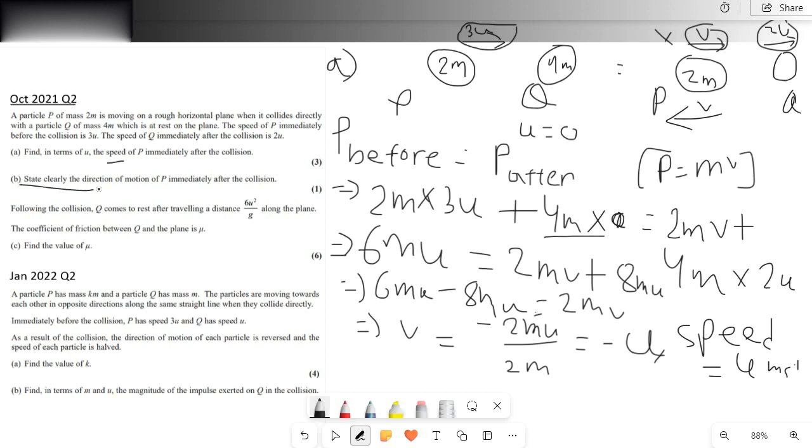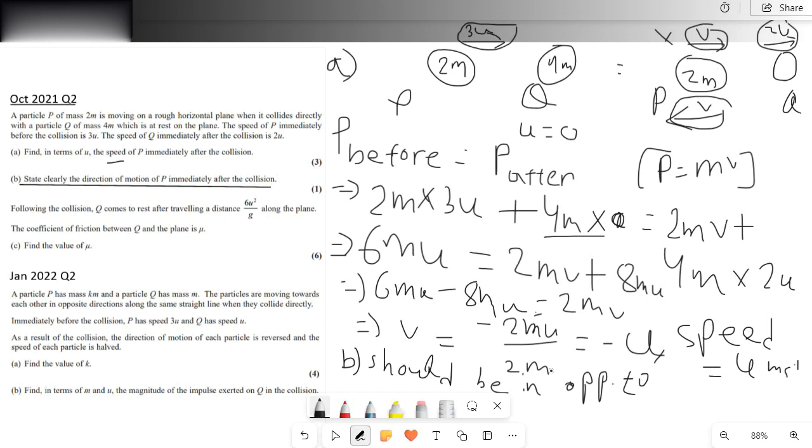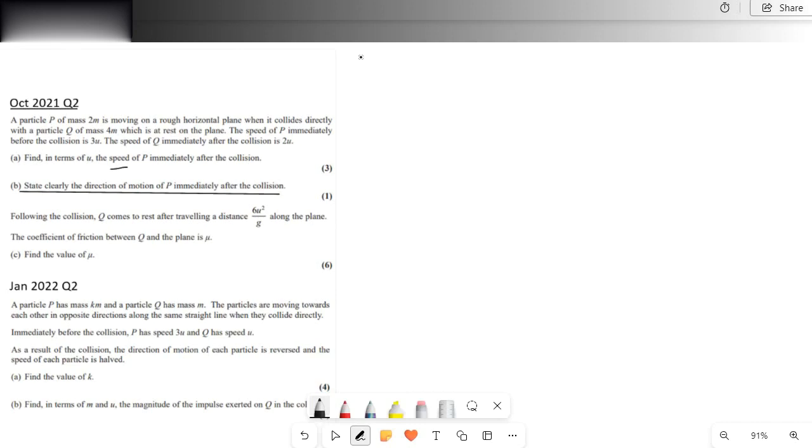For part B, we have to state clearly the direction of motion of P immediately after the collision. Just like before, the motion of P is reversed, so we can say that it should be in the opposite direction, so we write that it is in the opposite direction to the direction of P. For part C, it is given that following the collision, Q comes to rest after travelling a distance of 6u squared by g along the plane. The coefficient of friction between Q and the plane is mu. Find the value of mu.